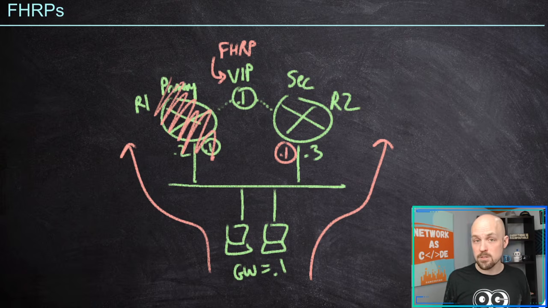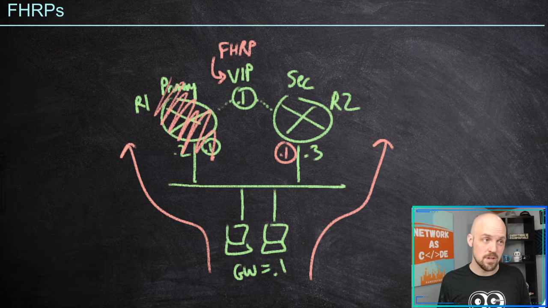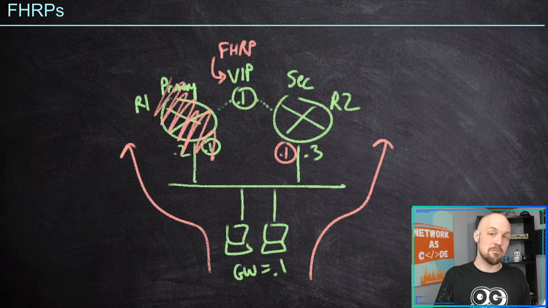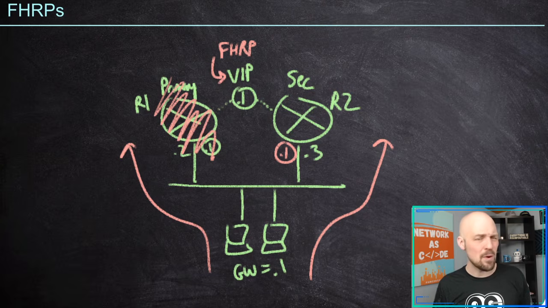Instead, we tune those timers now in this day and age to be sub-second timers. So maybe now instead of every 3 seconds we're sending hellos, we're sending them 3 times a second, or every 300 milliseconds. And then instead of waiting 10 seconds, we wait 1 full second. Because we can't wait 15 seconds.